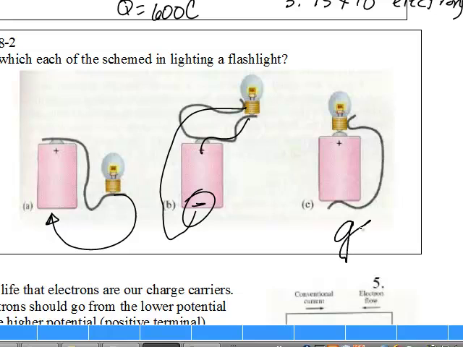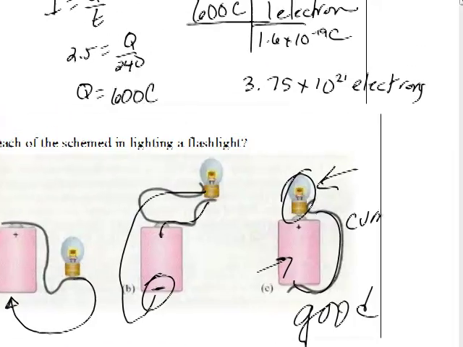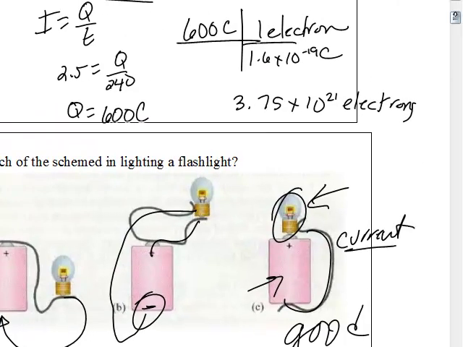And this one should be good because we have a potential difference source, the battery, we have a resistor, the light bulb, and we have a wire that connects this. Once this is all connected, we will have current flowing through the circuit.